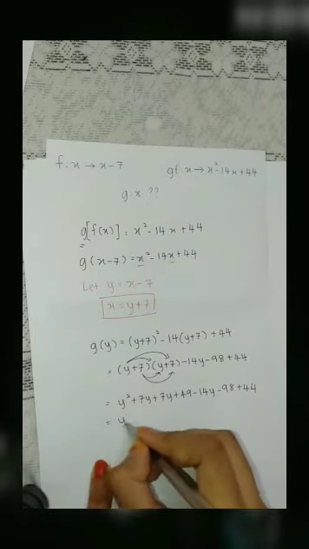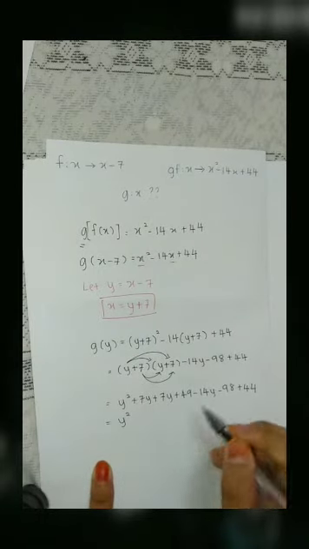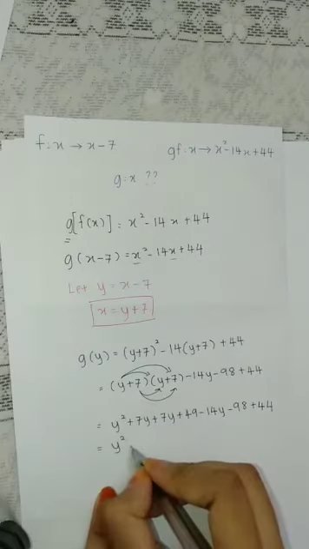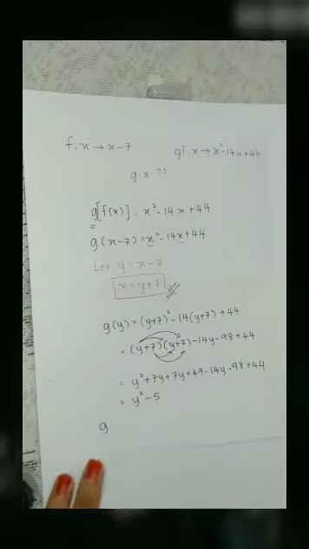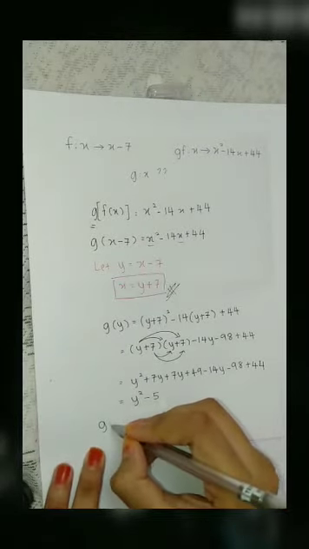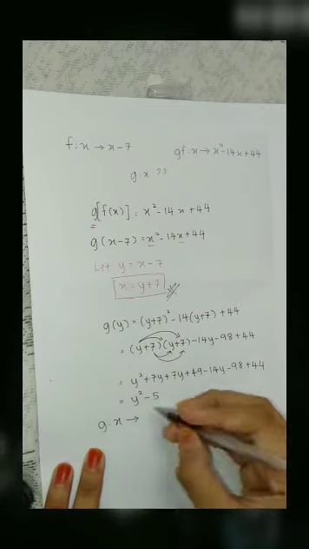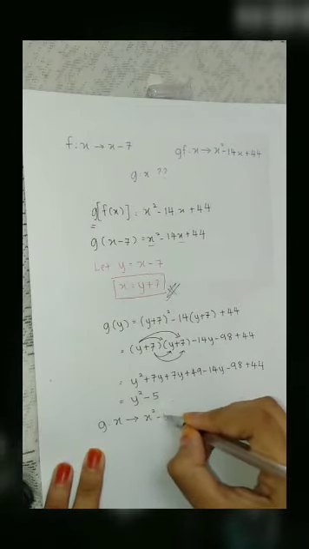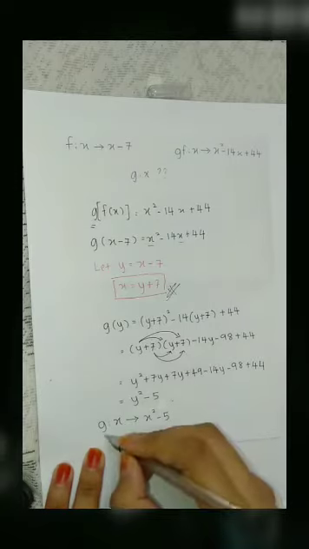So equal to y squared. So 7 plus 7 minus 14, there's no y term. Then 49 minus 98 plus 44 is minus 5. So for the final answer, we're going to change y into x. So g(x) equals x squared minus 5. So this is the final answer.